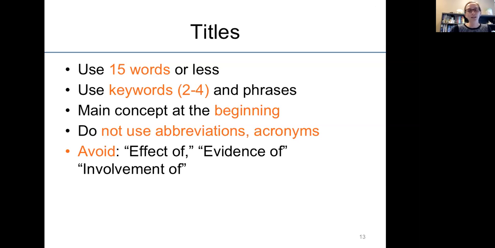Placing your main concepts at the beginning also helps to make a more impactful title, avoiding abbreviations and acronyms, and also avoiding phrases like effect of, or evidence of, or involvement of. And I am for sure guilty of not doing all of this stuff. And I do think I have an evidence of paper that doesn't actually say anything about what I found in my paper. So it's a really poor title. So these are things that you want to think about when crafting a title early on. It will help.